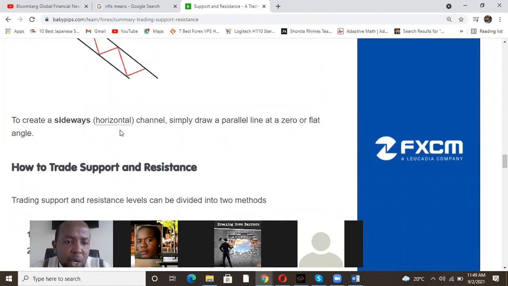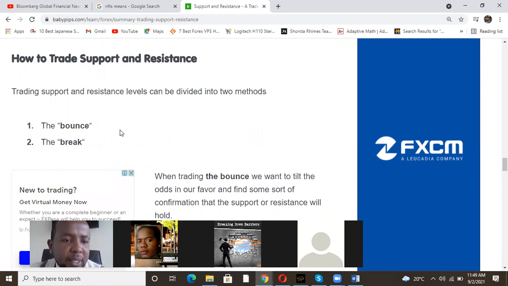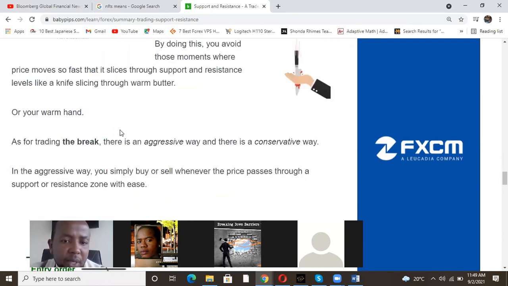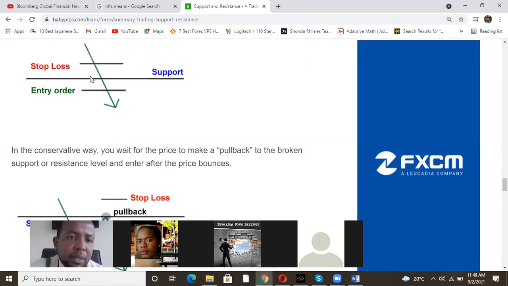So how do you trade? For support and resistance, mostly I'm going to show you how to trade the break or the bounce. So for today, remember the break or the bounce as I introduce you to support and resistance. So this is the break. You can see here.